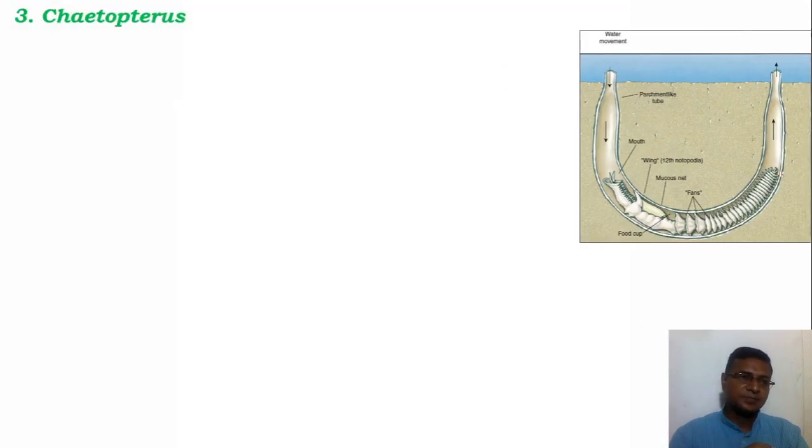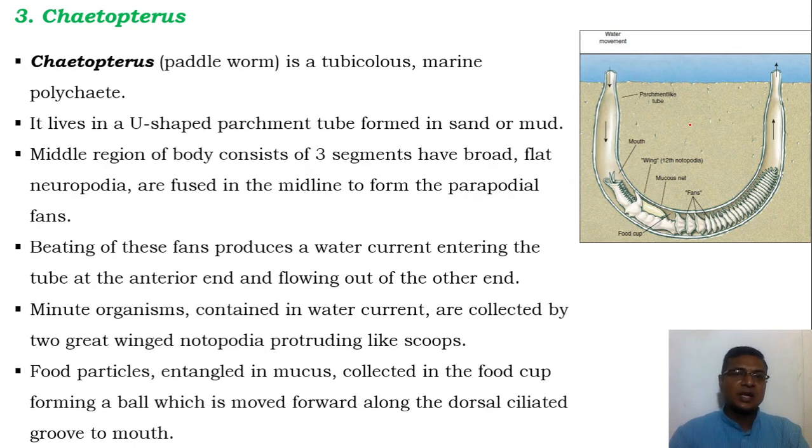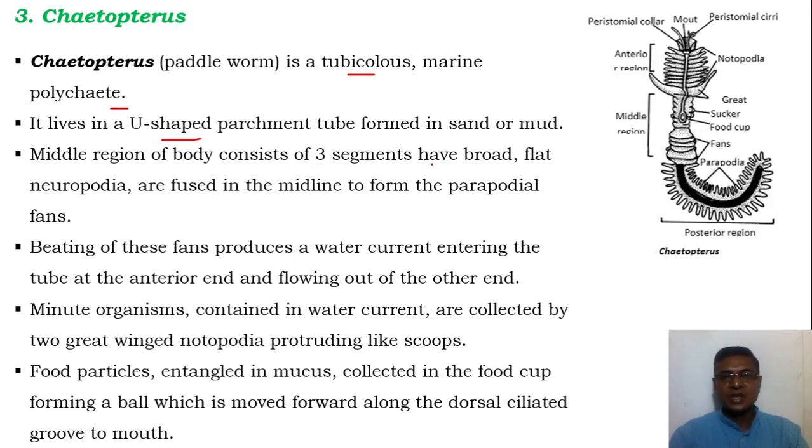After that, the third one, that is Chaetopterus. Chaetopterus also lives in burrows, commonly known as the paddle worm, and is a tubicolous marine polychaete. It lives in a U-shaped parchment tube formed in the sand or the mud. The middle region of the body consists of three segments, which have broad flat neuropodia, which are fused in the middle to form the parapodial fan.